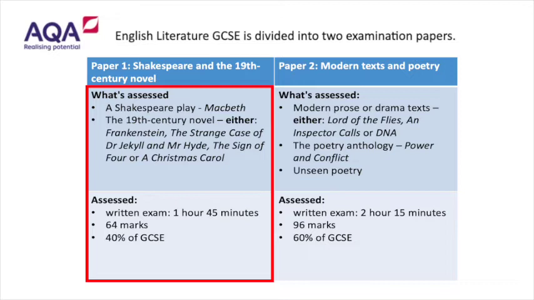Paper 1 will focus on Shakespeare and the 19th century novel and is split into two sections. Section A is Shakespeare. We prefer to study Macbeth. Section B, however, is the 19th century novel. We have a selection of 19th century novels that we teach. You will study one, either Frankenstein or The Strange Case of Dr. Jekyll and Mr. Hyde or A Christmas Carol or A Sign of Four. This is a written exam. It lasts 1 hour and 45 minutes and is worth 64 marks and 40% of your English literature exam.